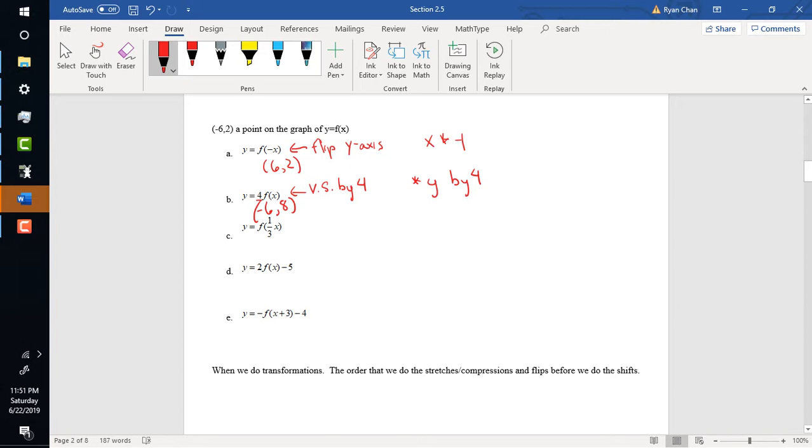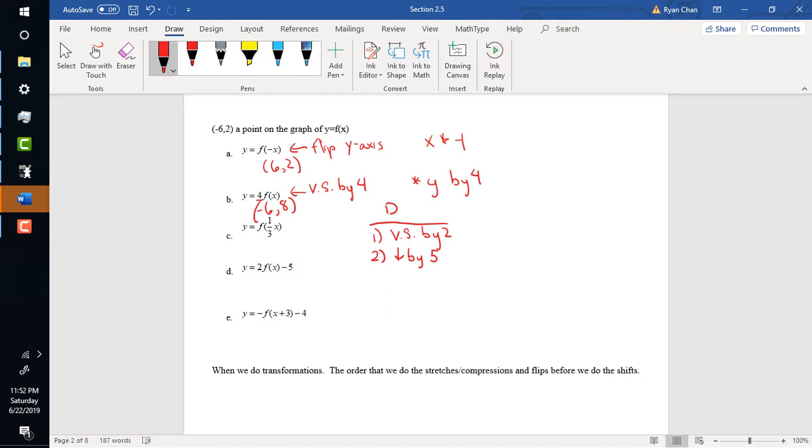So if I look at part D, I have 2 operations, right? What are my 2 operations? If I look at D, I'm going to order them. I have a vertical stretch by 2. This is for part D, right? And then I'm going down by 5.